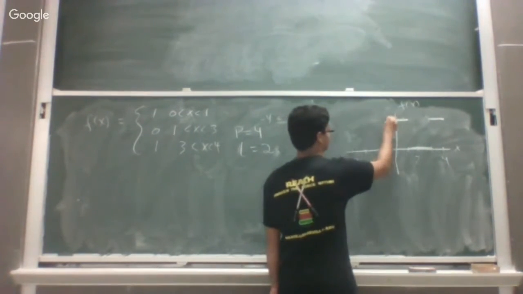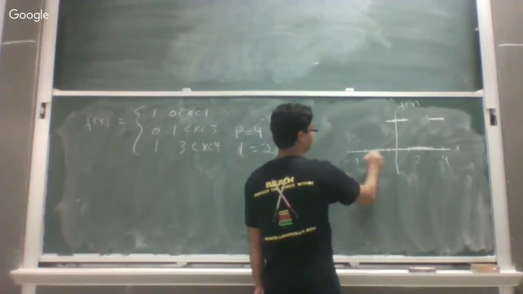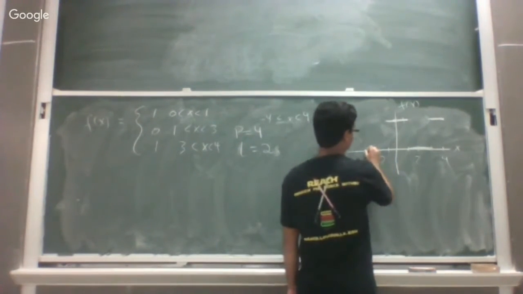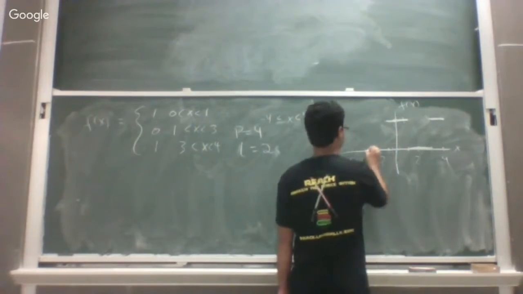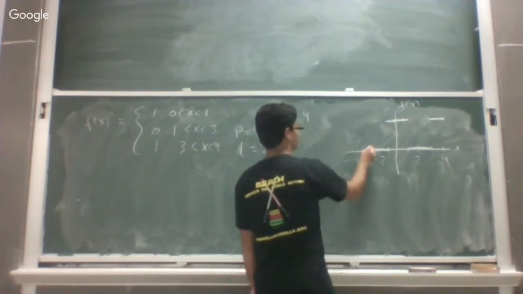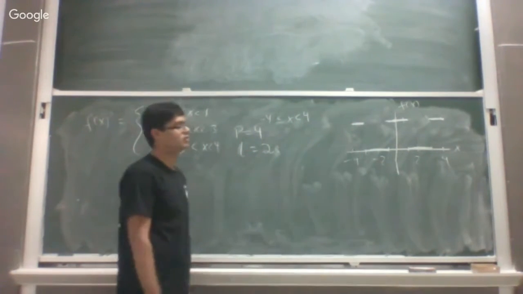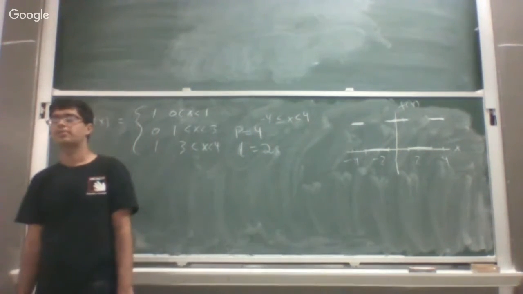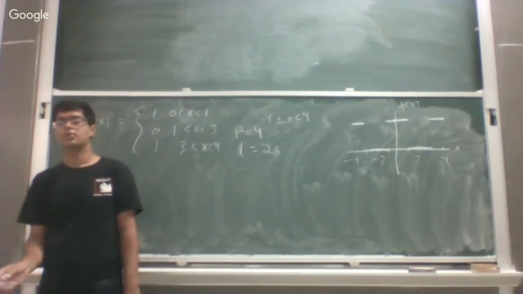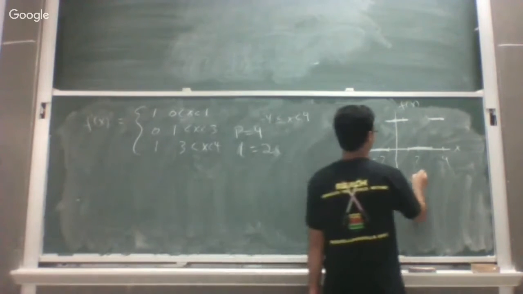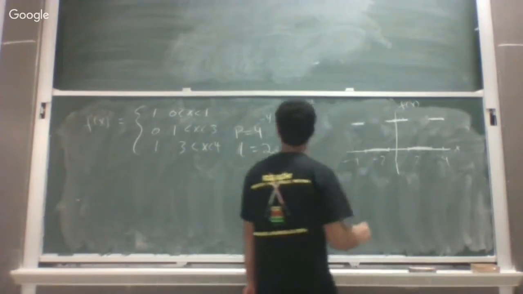So between 0 and -1, it's a 1. Between -1 and -3, it's a 0. And then -3 and -4, it's a 1 again. Did that make sense? Because that portion just repeats itself along the number line. This portion repeats itself.